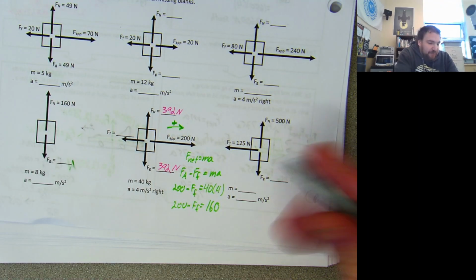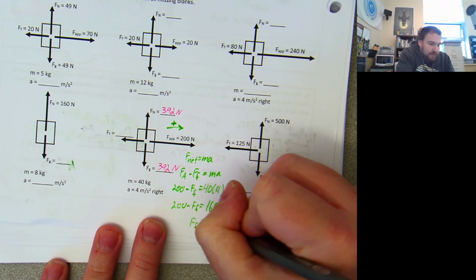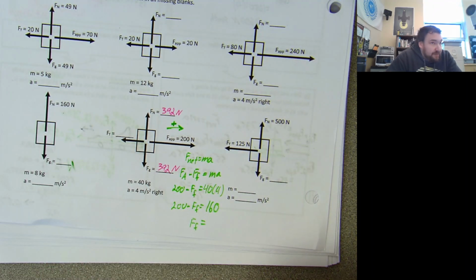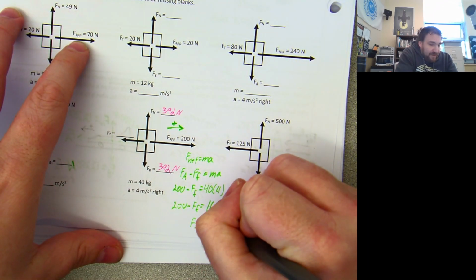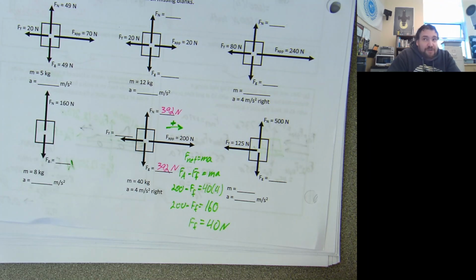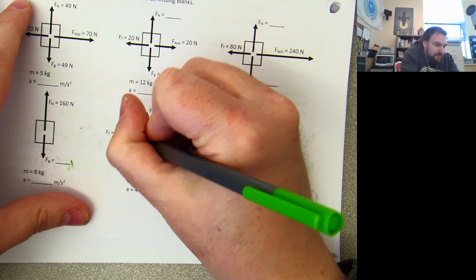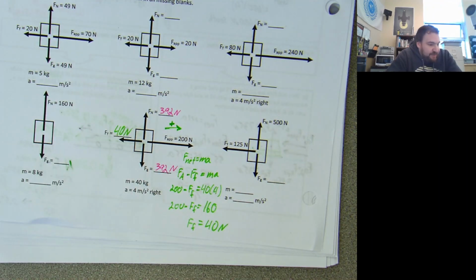So then what does the force of friction have to be? 200 minus what is 160? One brave soul. So the force of friction has to be 40 newtons. And that's the second last question done. That's how we go ahead and solve this thing.